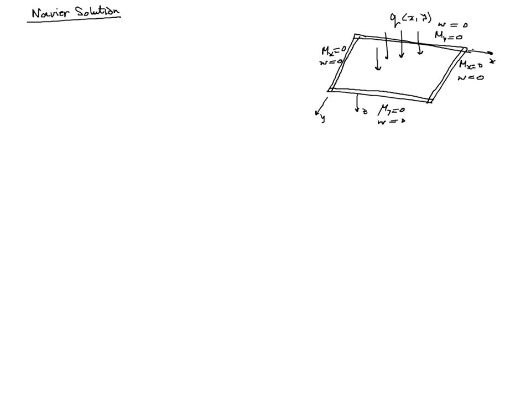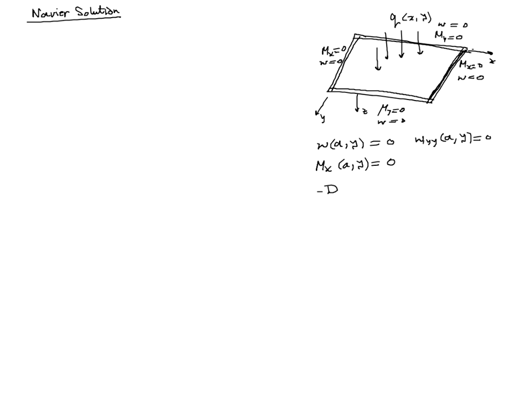Okay, very well. Now let us look at the definition of Mx. So let's say we are talking about this edge here, which is x equals a. So what we're saying is w at a and y is 0, and that Mx at a and y is 0. But since w at a and y is 0, we can also, by differentiating twice with respect to y, conclude that the second derivative of w with respect to y along this line is also 0. We cannot differentiate this with respect to x, because x has already been given a value, but we can certainly differentiate it with respect to y.